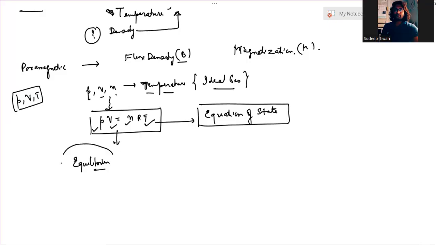So this brings us to the question of equilibrium. Equilibrium can be of three types. It can be thermal equilibrium, it can be mechanical equilibrium, or it can be chemical equilibrium.